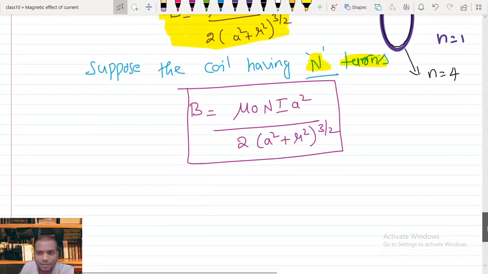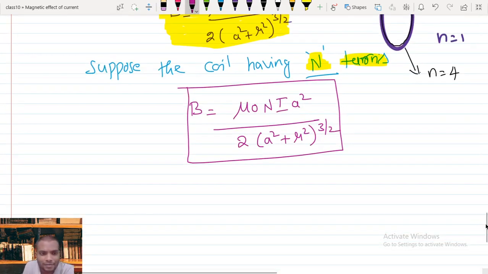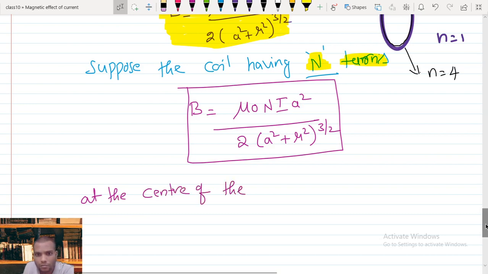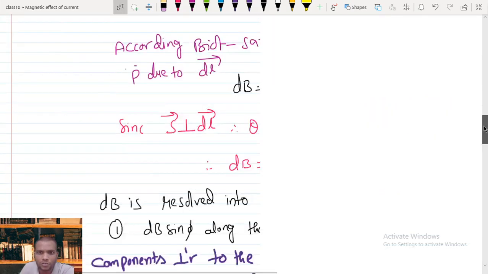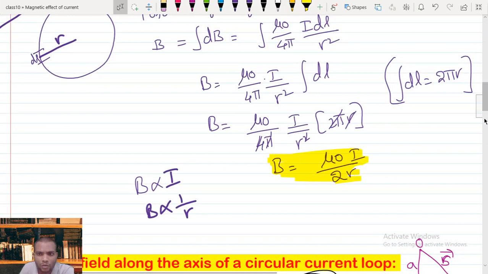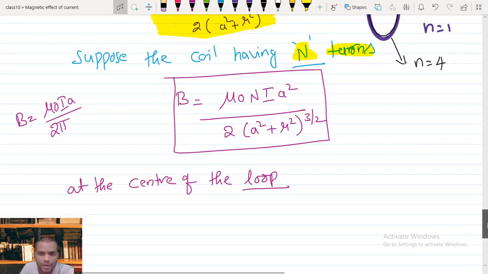So let us try to recheck a case. The case is, what is the magnetic field at the center? At the center of the loop we already derived. So I derived that B is equal to mu naught I by 2R. So this is the magnetic field at the center, mu naught I by 2R.